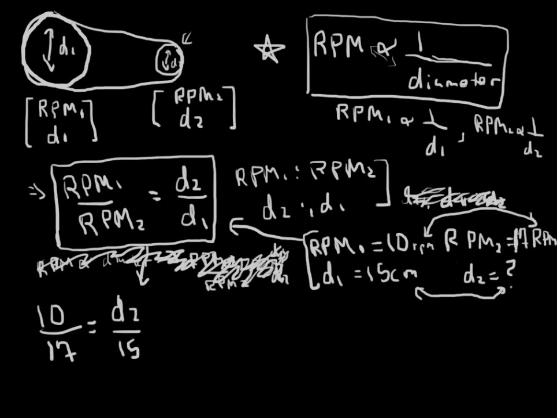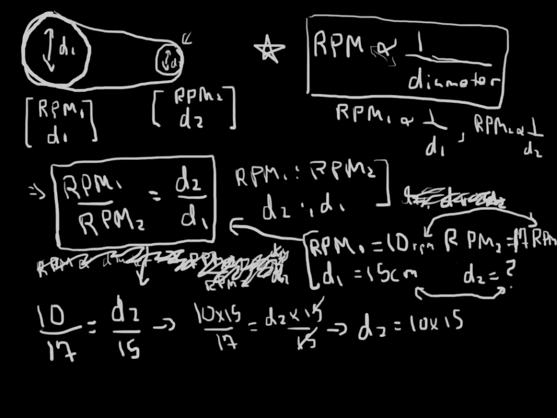So now this is just a simple case of isolating D2. So we'll multiply both sides by 15 to get D2 by itself. So you'll have 10 times 15 over 17 is equal to D2 times 15 over 15. Multiplying and then dividing by 15 just cancel each other out. So you're left with D2 is equal to 10 times 15 over 17. Punch that in your calculator and what do you get? 10 times 15 divided by 17. 8.8 centimeters.